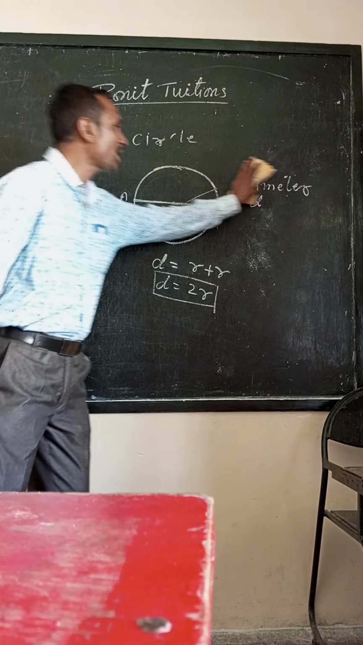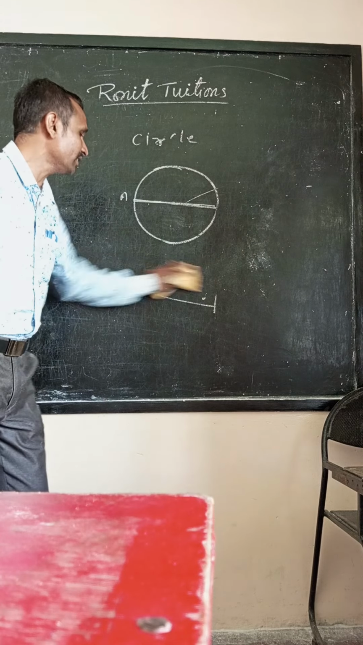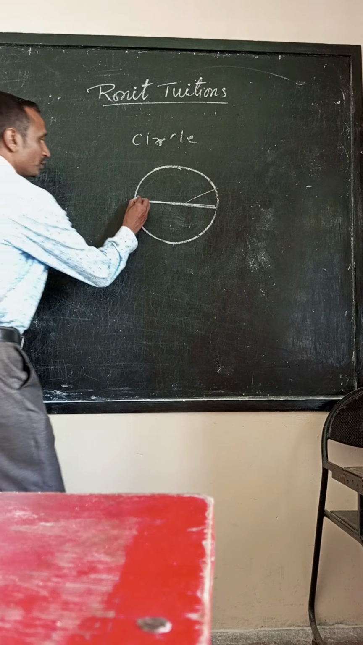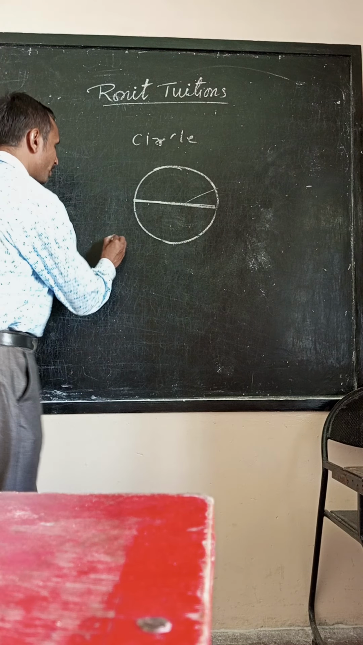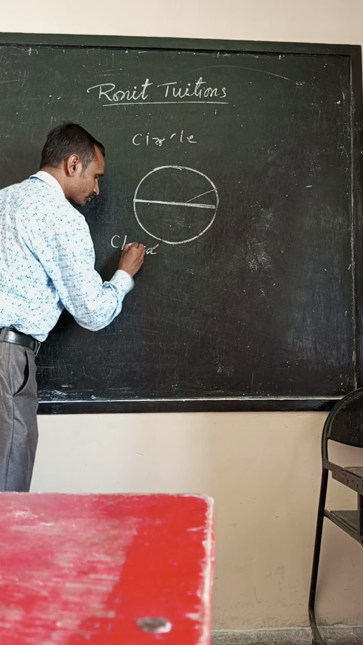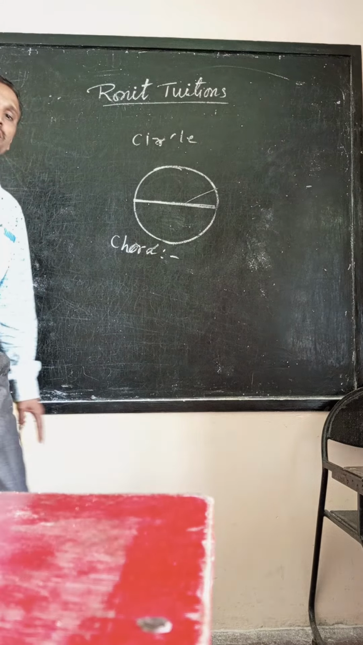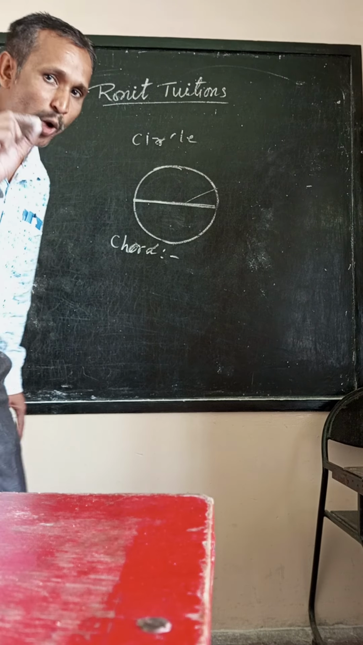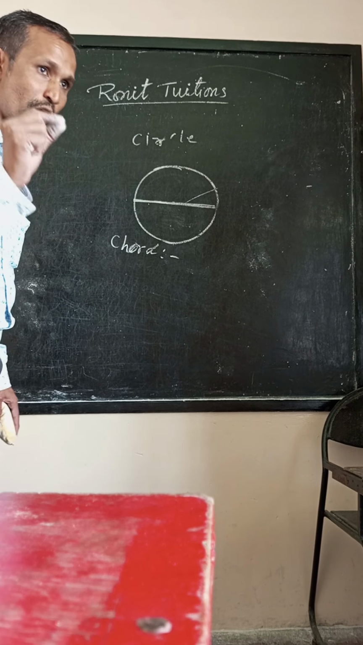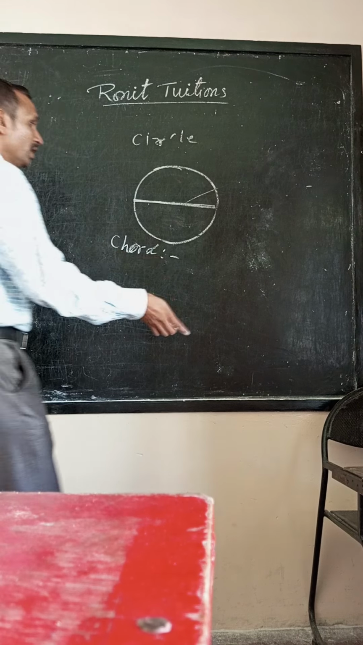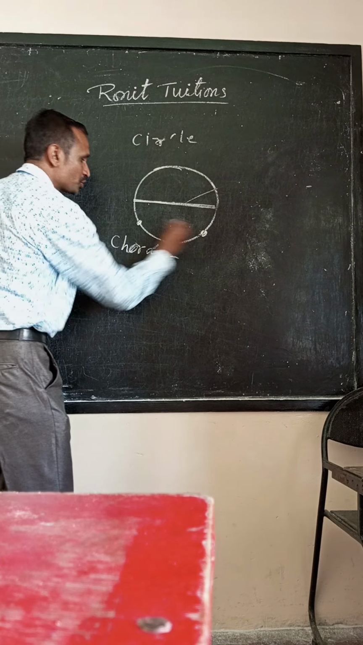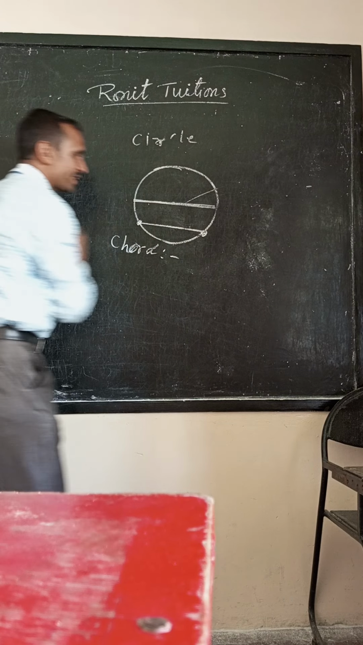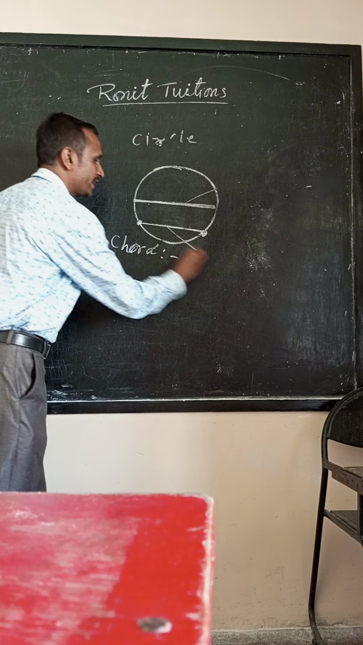Now, another thing we join in the circle is the chord. Now the first word coming is chord. What does chord mean? When two points on the circumference of a circle are joined by a line, it is called a chord. Here is one point, here is another point. These two points I join by a straight line, then it is called a chord.